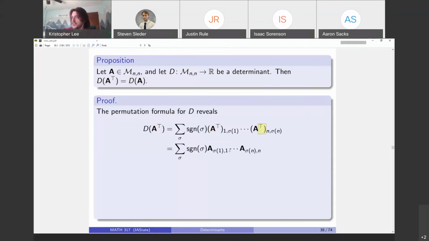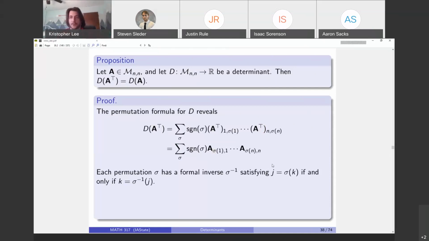Well, it swaps the rows and the columns. All right. Well, what are these sigmas again? These are permutations, so they have formal inverses. That means that I can scramble this and rearrange it so it looks like that. Right? Because one of these sigmas is 1, so you just take that and put it first. Then there is another sigma that spits out 2, so you make that the second term.